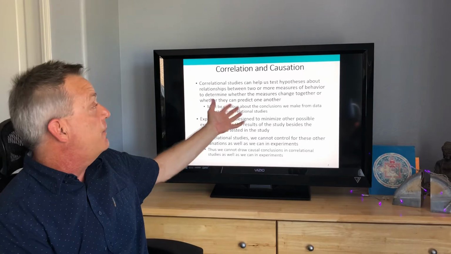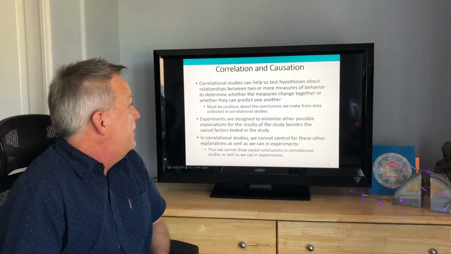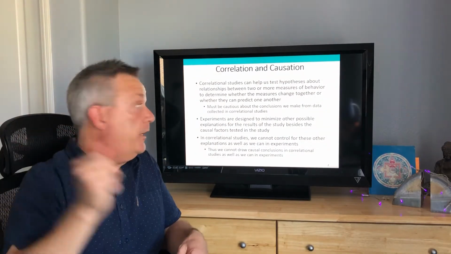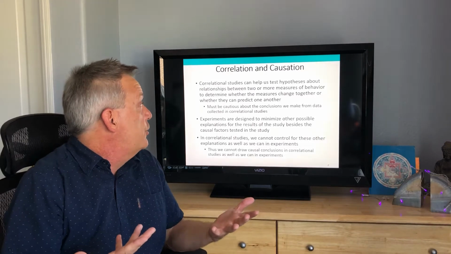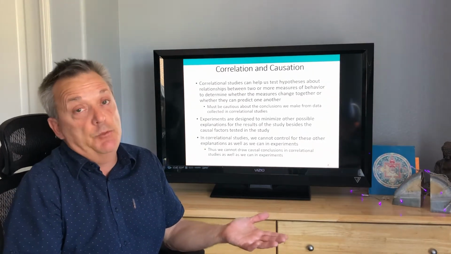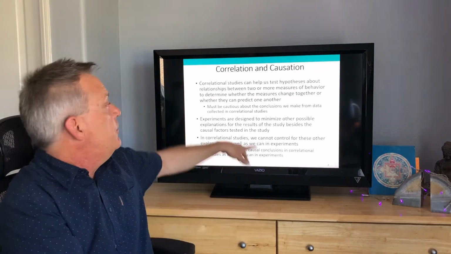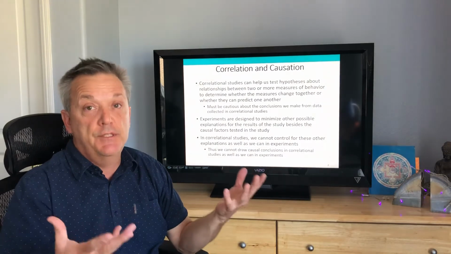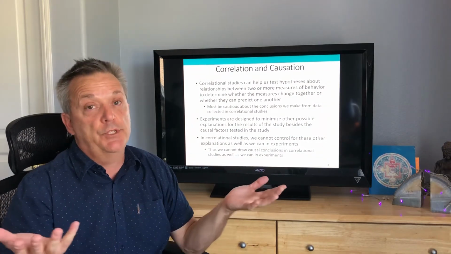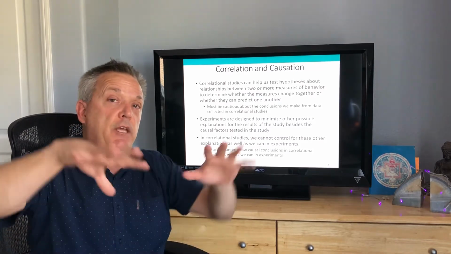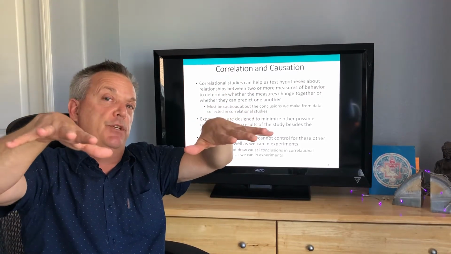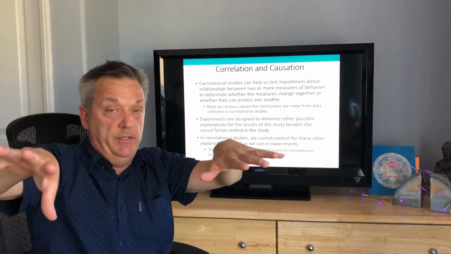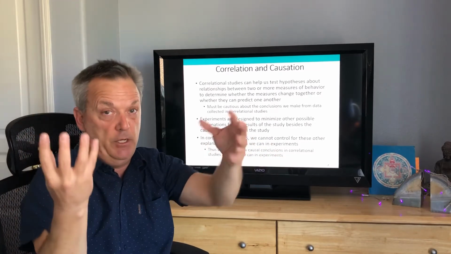Correlational studies can help us test hypotheses about relationships between two or more measures of behavior to determine whether the measures change together or whether they can predict one another. But we must be cautious about the conclusions we make from the data collected in correlational studies, and that's why we use experiments, right? Experiments are designed to minimize other possible explanations for results of the study besides the causal factors in the study. That's why we use, for example, simple random assignment, and we keep all groups the same with the exception of changing the level of the independent variable, which is what we're looking for to estimate causation, right?